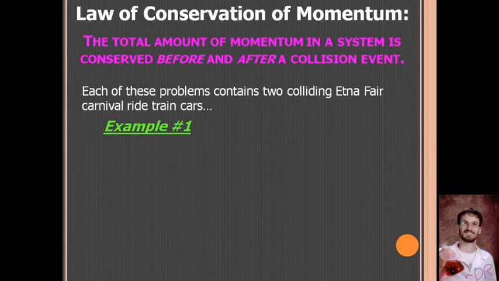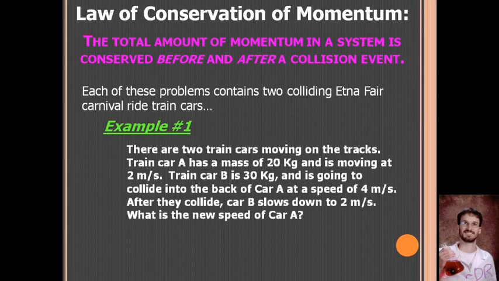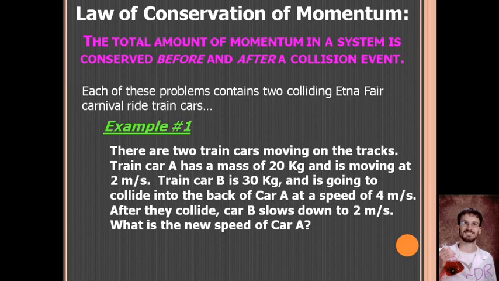So let's pretend that we're at the Etna Fair, riding one of those little carnival rides that they have out there. There's 2 cars moving on the tracks, and train A has a mass of 20 kilograms. Maybe just a couple of 4th graders in there. That's not even close. So at 20 kilograms, that's about 50 pounds. And it's moving at 2 meters per second. That's not all that fast.